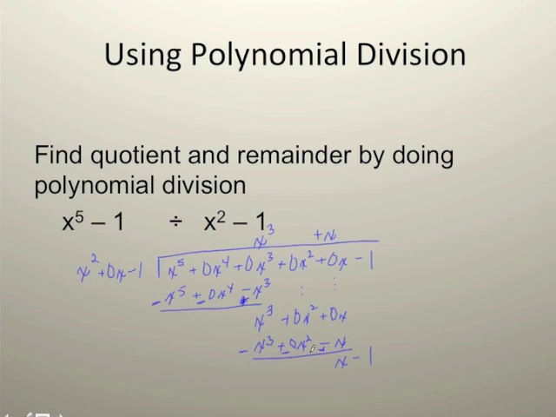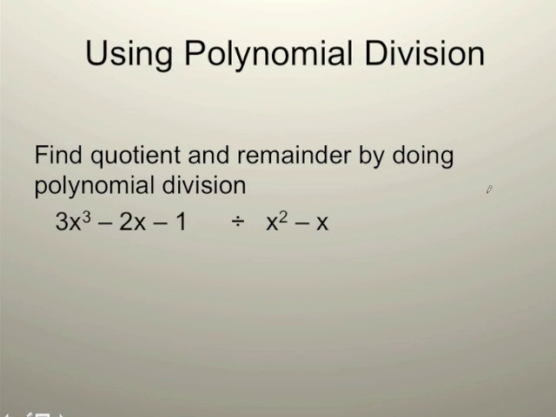And what would you take times x squared to get an x? You can't do that. So the quotient here ends up being my top, x cubed plus x. That's the quotient. And the remainder is x minus 1. And that is x to the first, smaller than the x to the second divisor. So that would work. And here's another one to try.